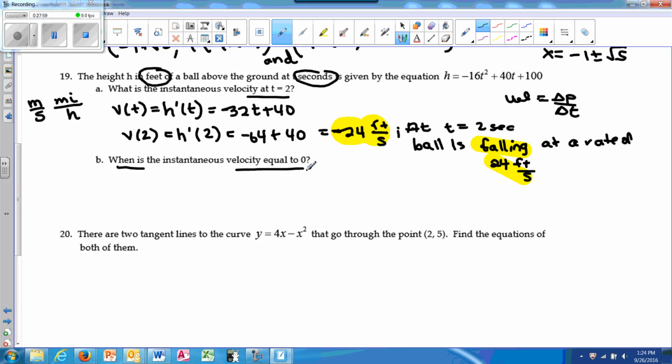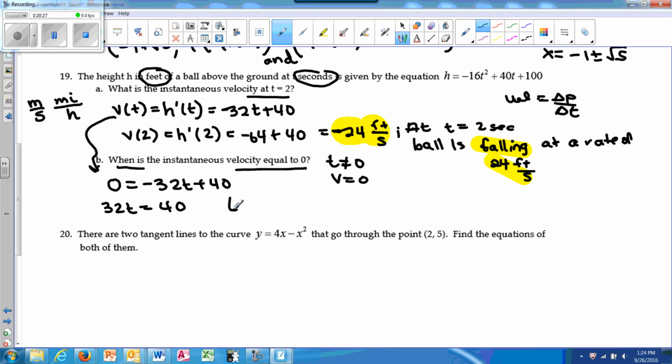The ball is falling. That's why it's a negative velocity. At a rate of 24 feet per second. Notice that I did not say negative 24. Falling and the 24 feet per second represents the negative 24 feet per second.